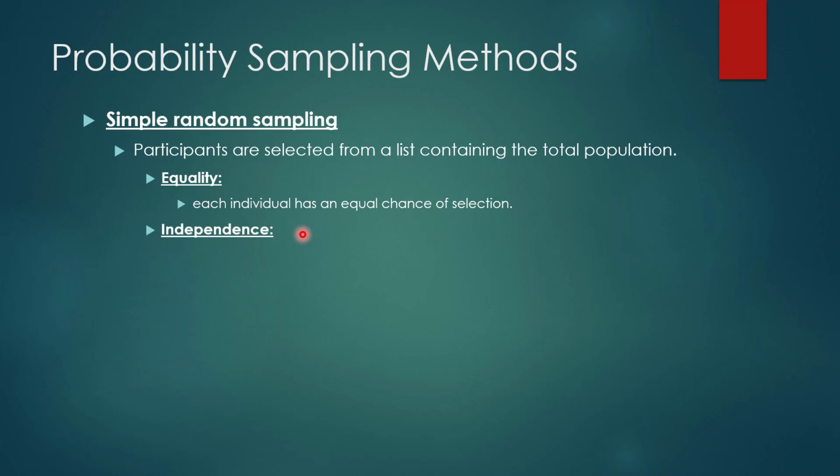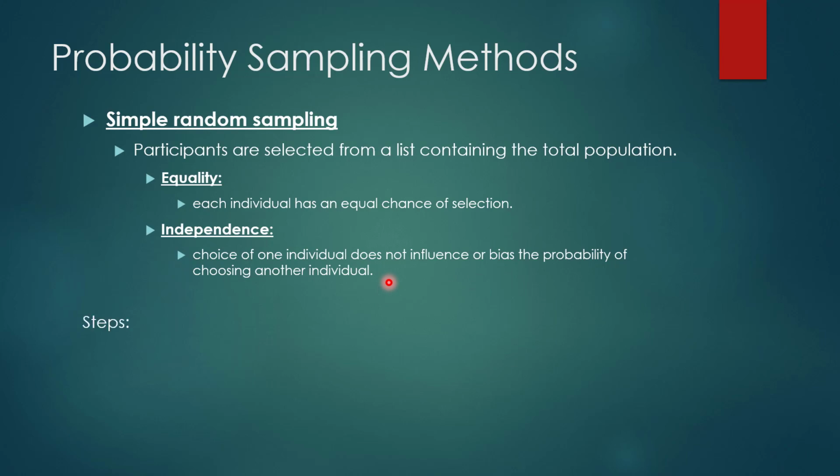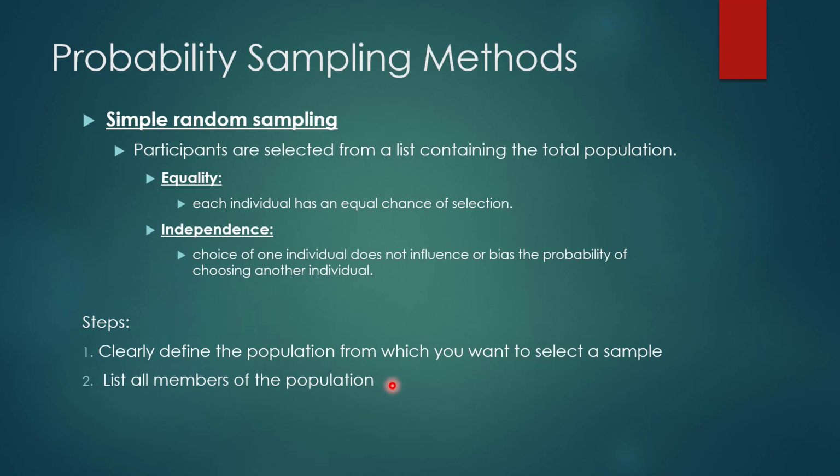There's also this quality of independence. Independence means that the choice of one individual does not influence or bias the probability of choosing another individual. So there are steps to this simple random sampling. First, we have to clearly define that population, and oftentimes it's listed in what's called a sampling frame. So we list all those members of the population, and then we use some sort of random process to select those individuals.